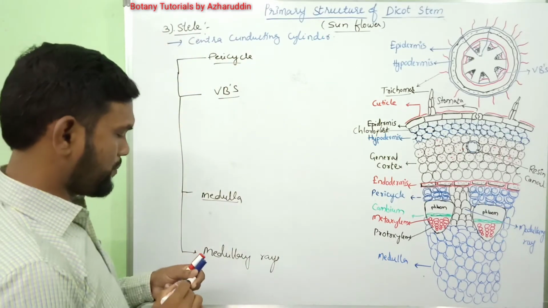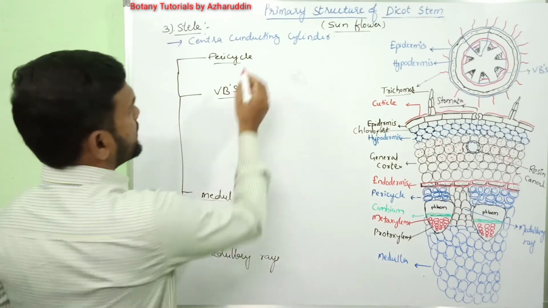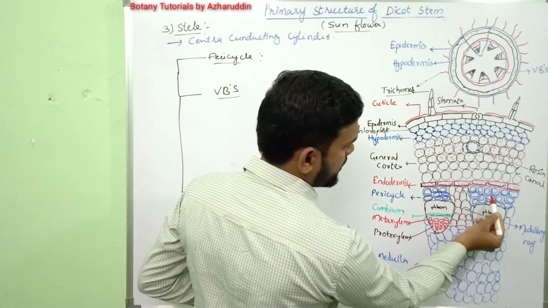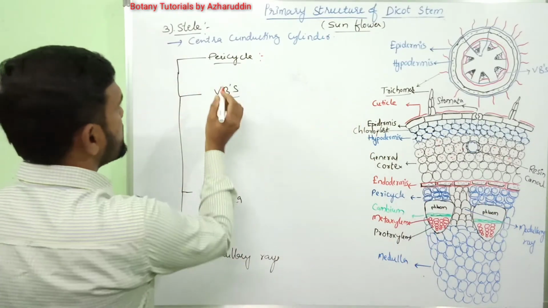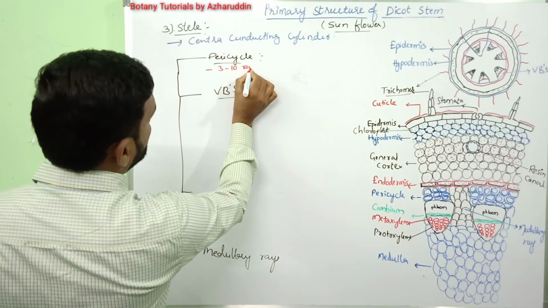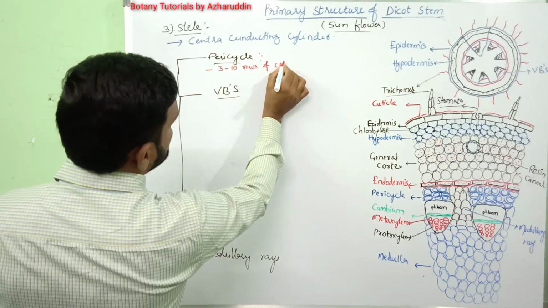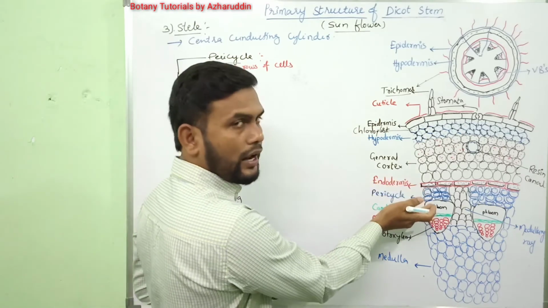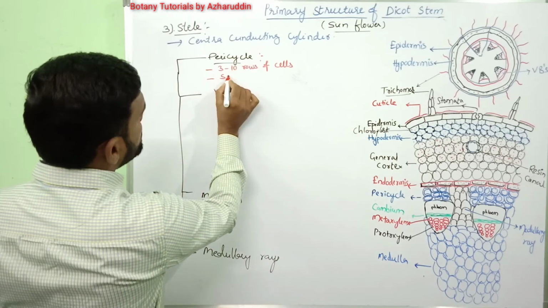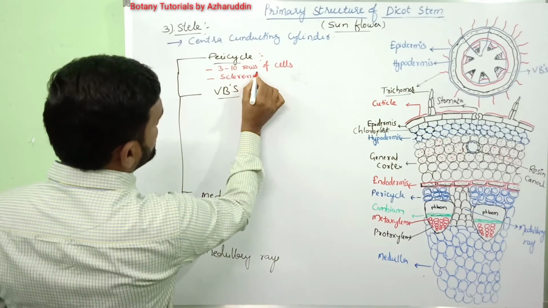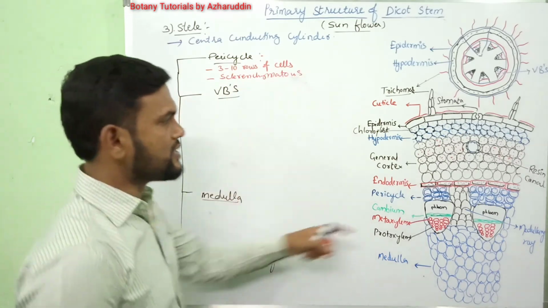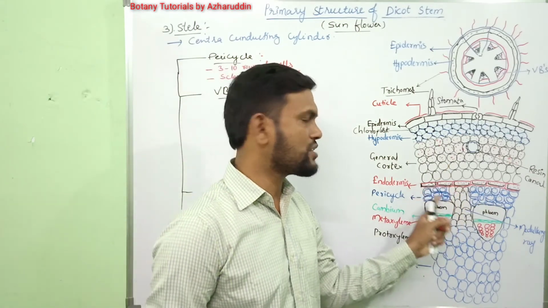Coming to the first one, pericycle. This pericycle is the outermost layer of the stele. It is composed of 3 to 10 rows of cells, and it is present below the endodermis. Sclerenchymatous cells are present in the pericycle, and cells are compactly arranged without intercellular spaces.